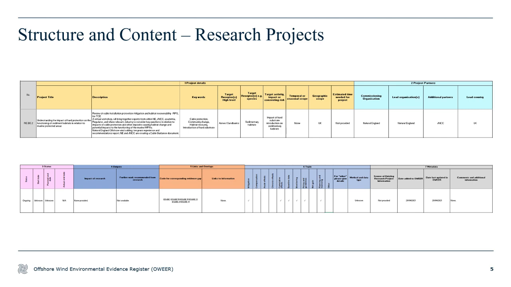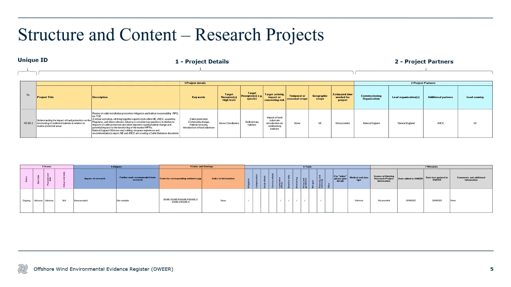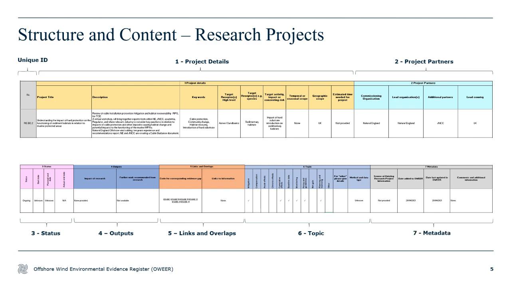The research project spreadsheets follow a very similar layout to the evidence gaps, where each row represents a different research project and is given a unique identifier. The first section then covers project details like the project title, target receptors, or the geographic scope of the research. Then there's information given on the project partners, the project status like the timeline, any research outputs, external and internal links and overlaps, and this may include information like external publications. Then the sixth section covers any topics that the research relates to, and finally metadata.